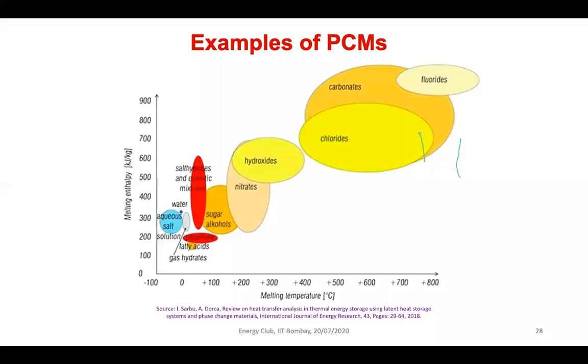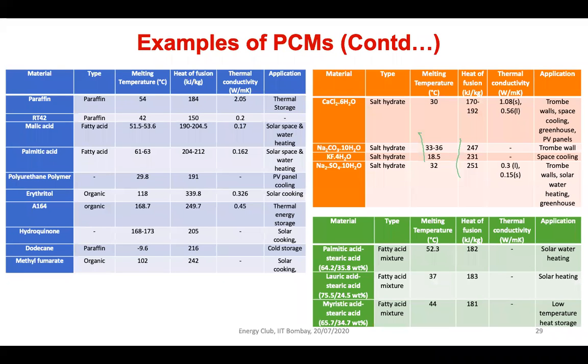Here are some typical examples of materials having different melting enthalpy or latent heat of fusion. You see fluorides have very high latent heat of fusion, but we cannot use fluorides because they are toxic as well as corrosive in nature. So mostly what we use is organic material, which has a latent heat of fusion of something like 200 kilojoule per kg, or molten salt, which has a latent heat of fusion of something like 100 to 150 kilojoule per kg. However, till now we haven't used chloride, carbonate and fluoride because of material issues and toxicity issues.